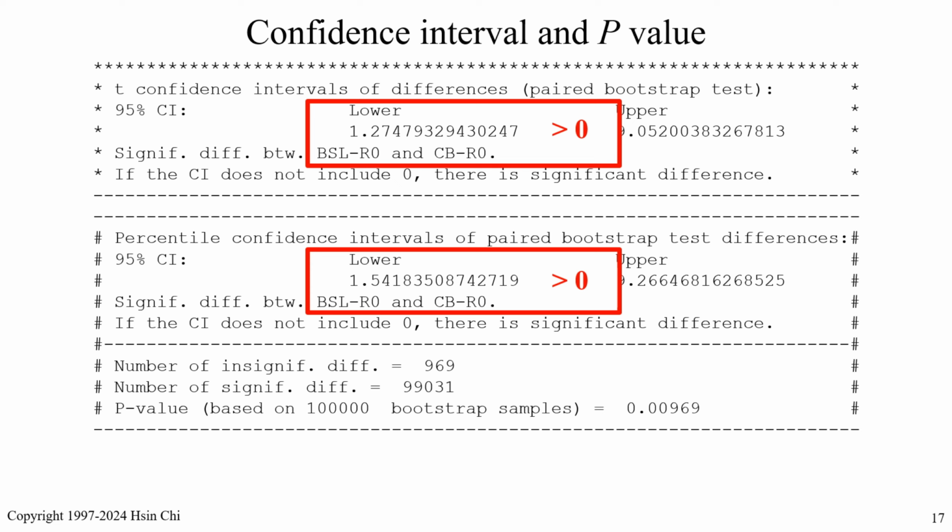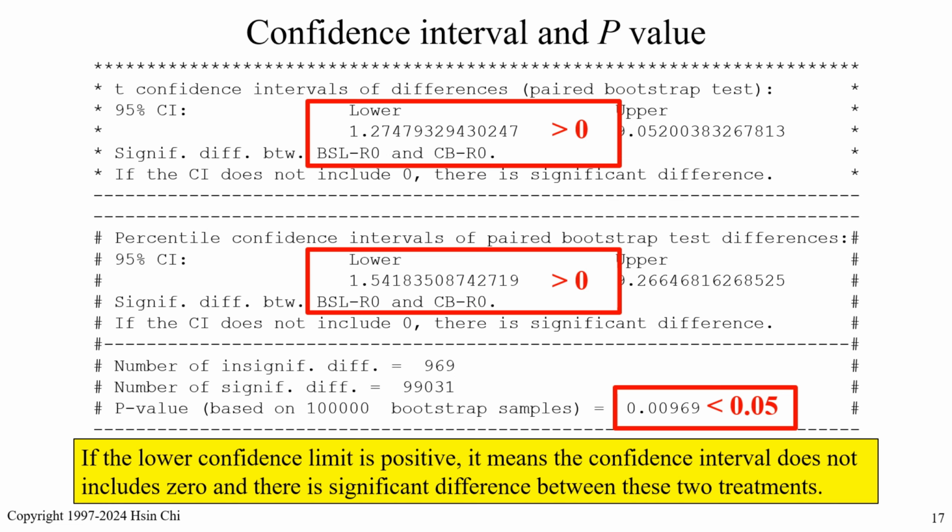The number of insignificant differences is only 969. The p-value is 0.00969. It is less than 0.05. It shows there is significant difference. If the lower confidence limit is positive, it means the confidence interval does not include 0, and there is significant difference between these two treatments.